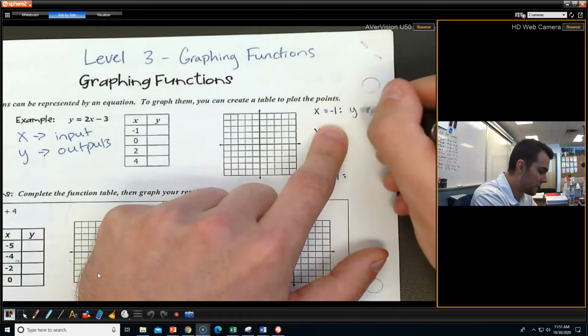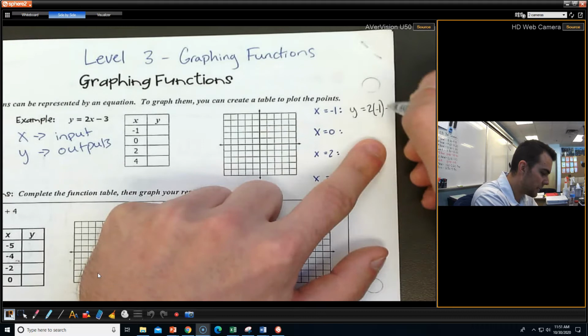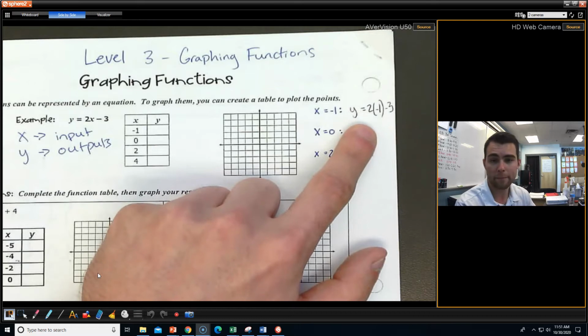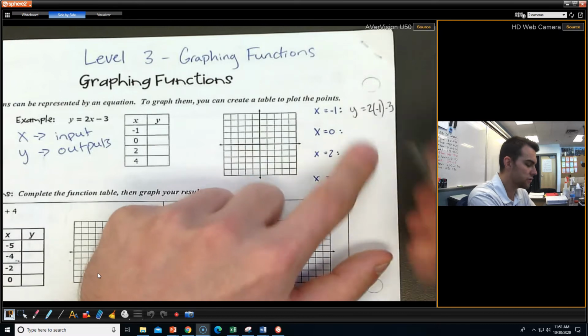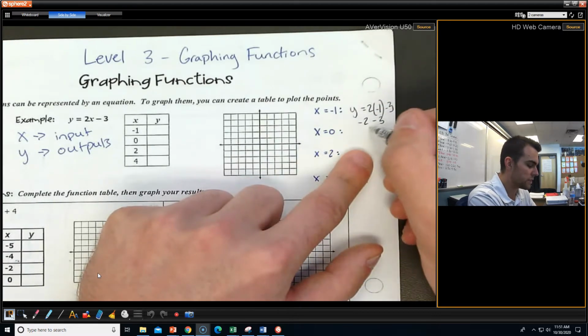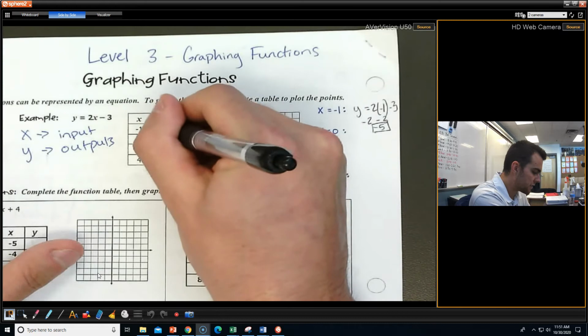So I got y equals 2, and then in parentheses that -1 minus 3, just like we've been doing with the functions, right? So now I'm going to do my PEMDAS, my order of operations. I multiply first. I get -2 minus 3, and so that equals -5. So when x is -1, that means our y value for that is -5.